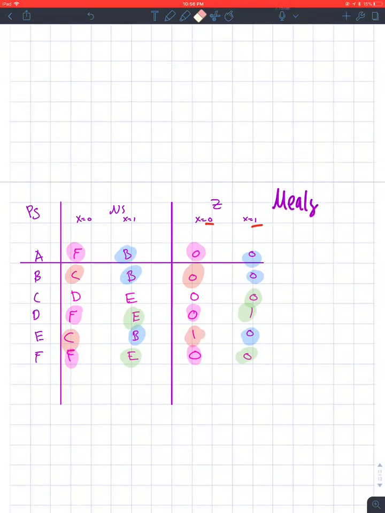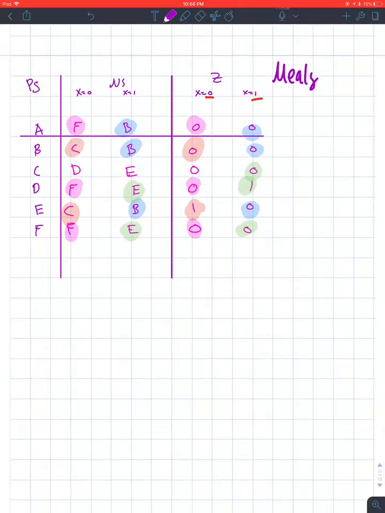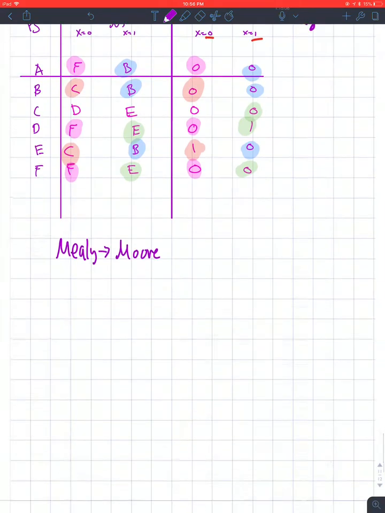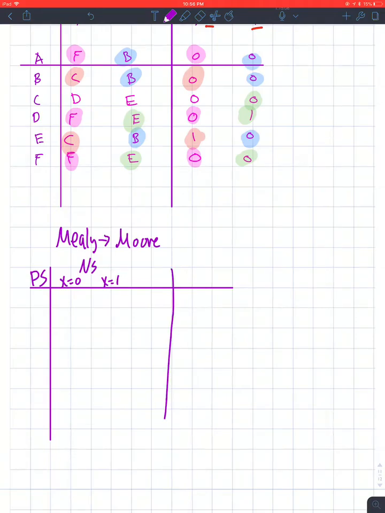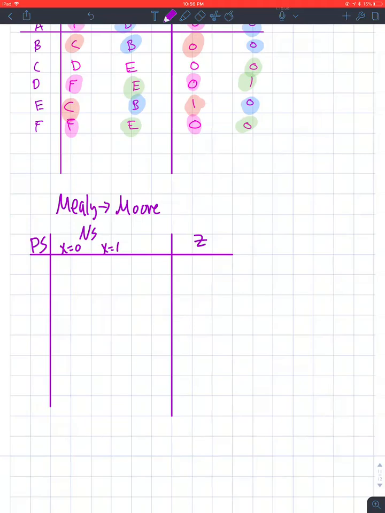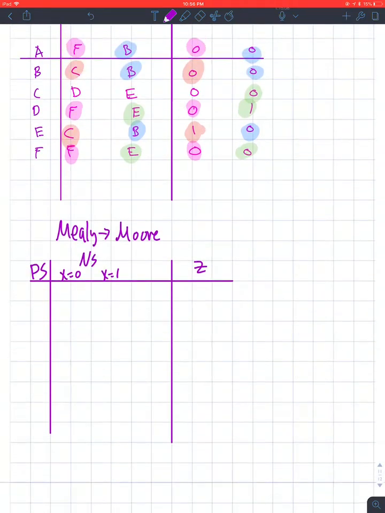Okay, so now to get this from a Mealy to a Moore, your first step is to write this table, and then you have your next state when x equals 0 and x equals 1, and then you have your z, which is your output, right? And you only have one column for z because it's a Moore.